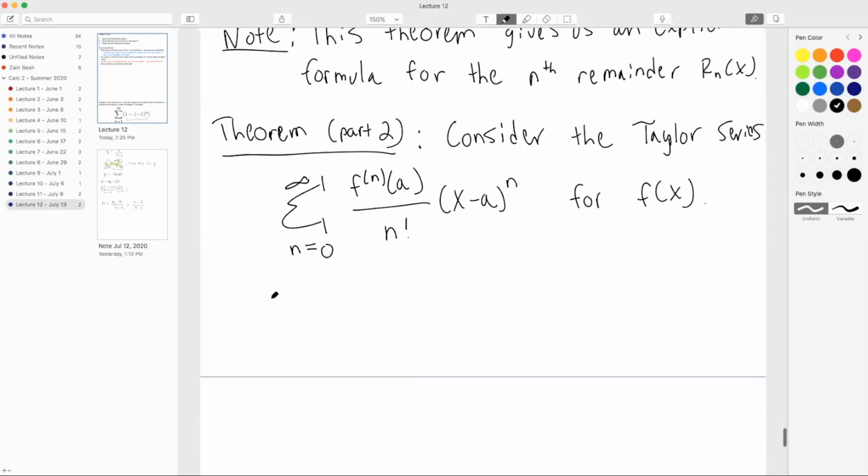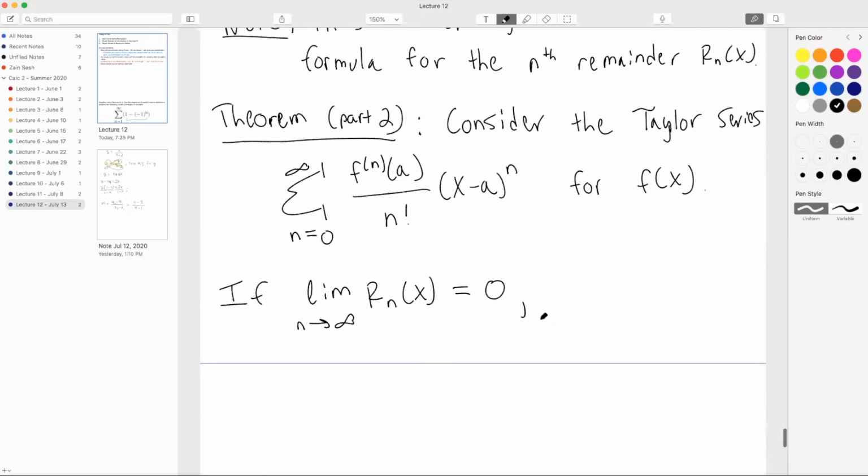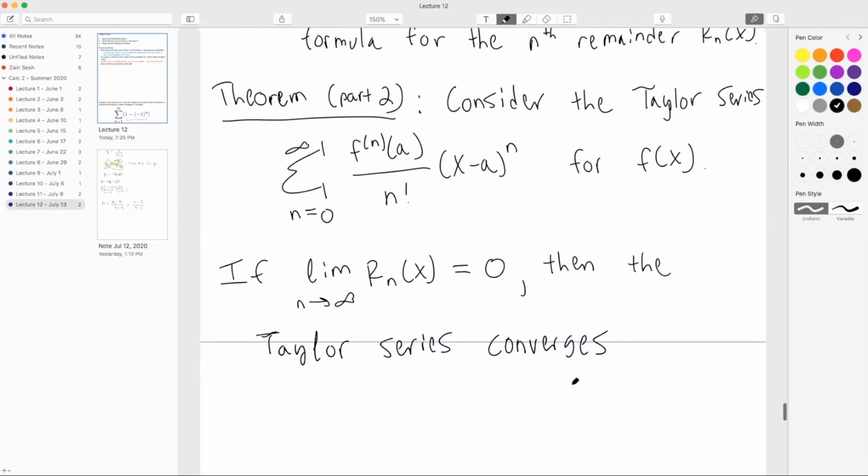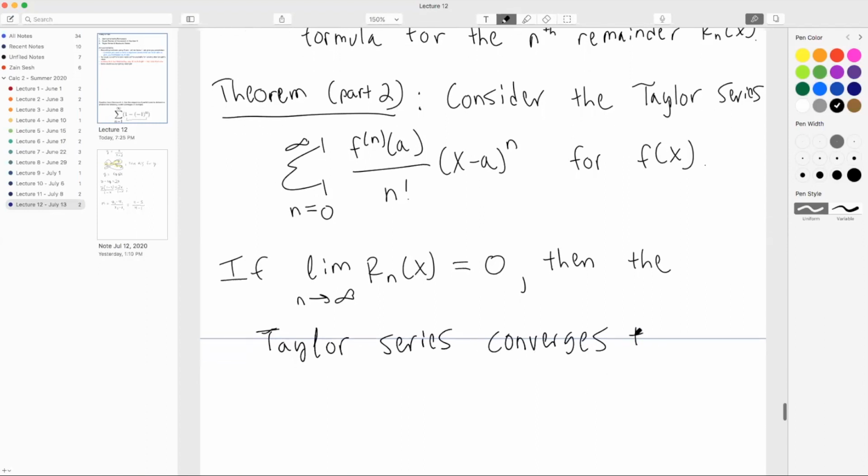All right, so here is the statement of the theorem. If the limit as n goes to infinity of the nth remainder equals 0, so if the limit of the nth remainder term goes to 0, then the Taylor series converges to f of x. This is a really nice theorem.